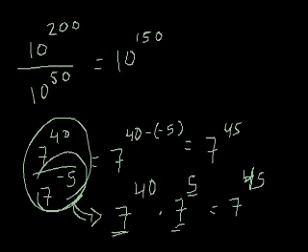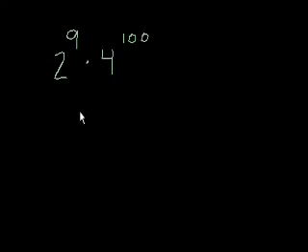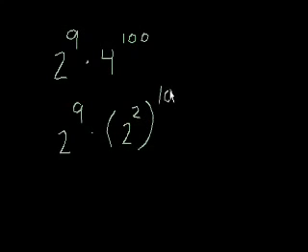Now I'm going to add one variation of this, and actually this is the same thing, but it's a little bit of a trick question. What is 2 to the 9th times 4 to the 100th? Actually, maybe I shouldn't teach you this one. I have to wait until I teach you the next rule. But I'll give you a little hint. This is the same thing as 2 to the 9th times 2 squared to the 100th.